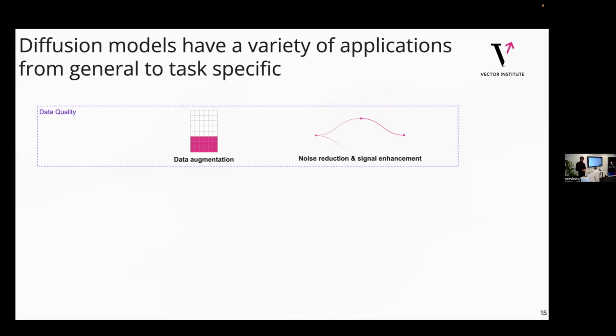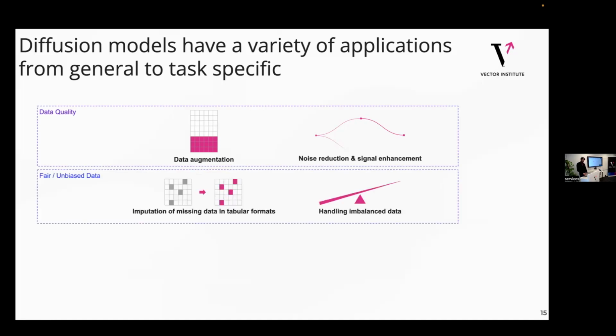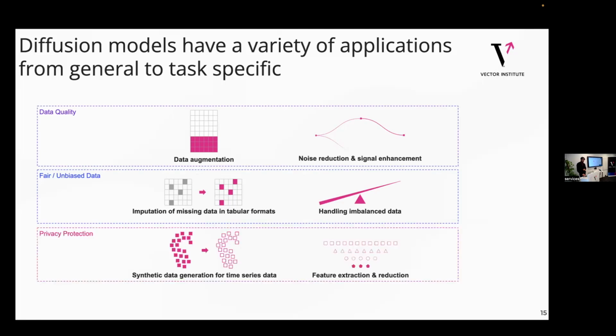They can also do things like noise reduction and signal enhancement by focusing on a specific type of data. They can help make data more fair and more unbiased, such as imputation of missing data, making sure that all parties are equally represented, as well as handling imbalanced data, and then privacy protection. Can we create synthetic data that is very similar to the original data set, but isn't the same, so that we can share that data around?